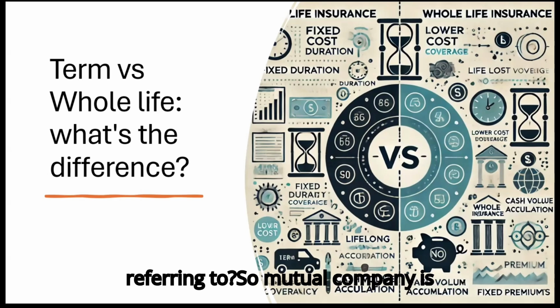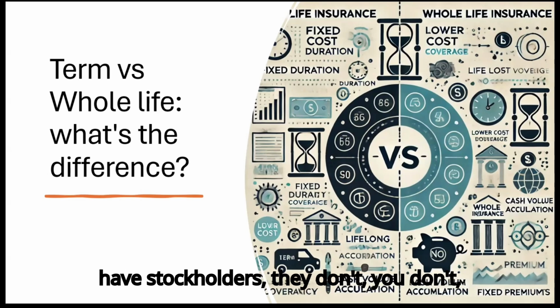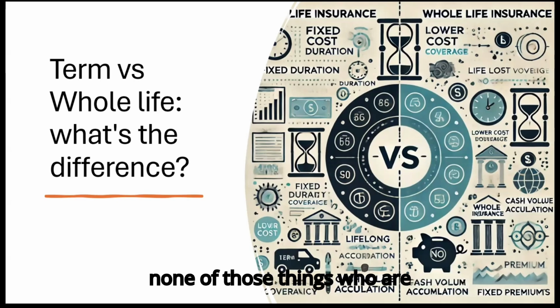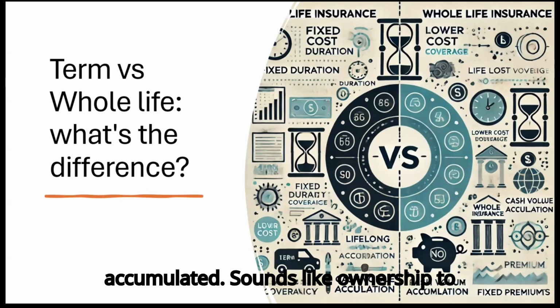So a mutual company is owned by the policy owners, right? They don't have stockholders. They are not controlled by outside entities or even affected by the ups and downs of the market, right? In mutual companies, the policy owners are the bosses of the company. They are really the directors who direct how the company uses the funds that are allocated based on how the money is accumulated. Sounds like ownership to me.